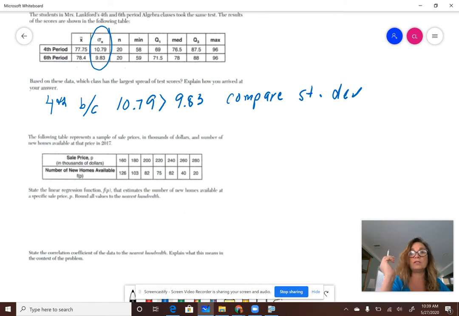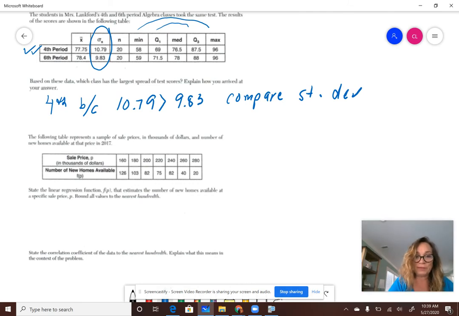Okay, you could also compare the range. Once again, fourth period wins. You could also examine the IQR. Once again, fourth period wins or loses, whatever you want to say. So, period 4 has a larger spread because it has a greater standard deviation, comma, IQR, comma, range, any of those. Okay, measures of spread.